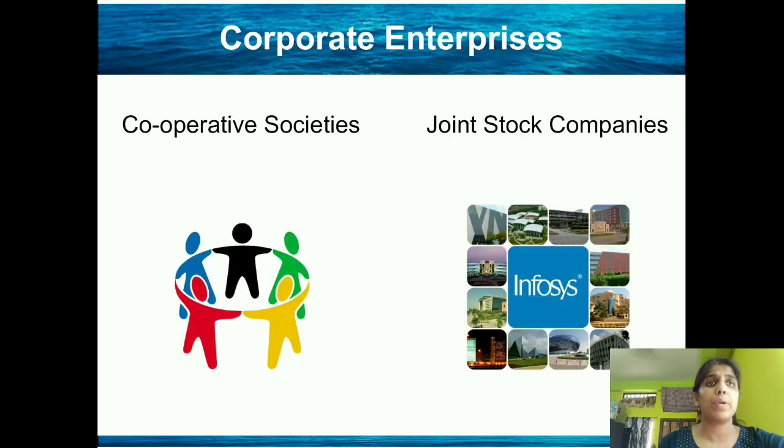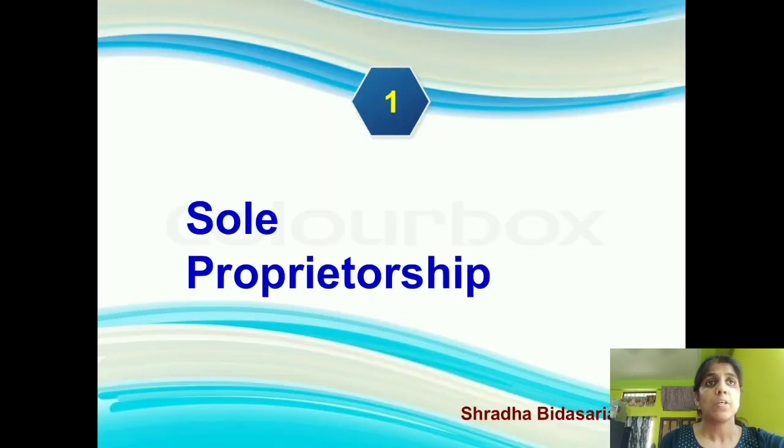Then in the corporate enterprise, we have cooperative societies and joint stock companies. These two will be your corporate enterprise. So today we will cover just the first one, sole proprietorship. We will know about the features, merits, demerits, everything about sole proprietorships. So see, first one, sole proprietorship.